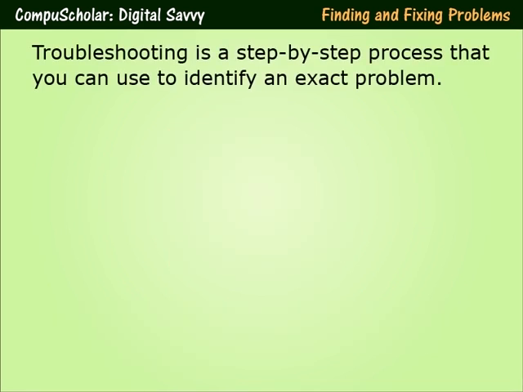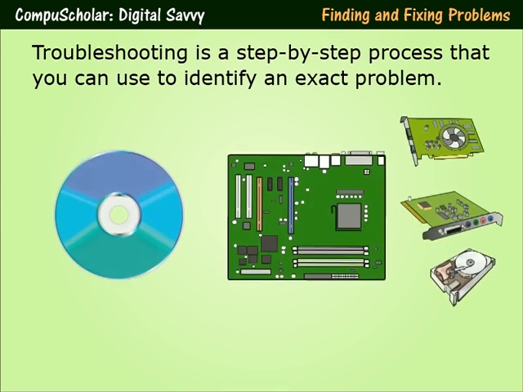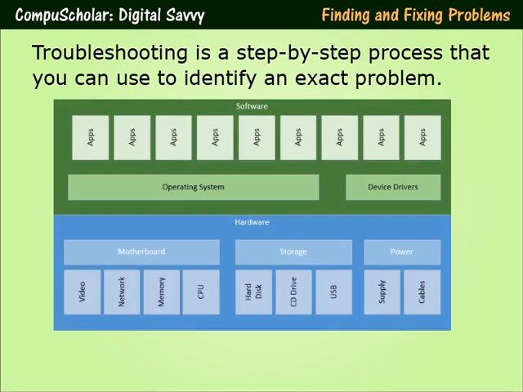Troubleshooting, unlike diagnosis, is a step-by-step process that you can use to examine possible causes and to identify the exact problem. Most troubleshooting methods start with a simple idea. Your computer is a simple collection of software and hardware components. In this diagram, the software components are shown on the top and the hardware components are on the bottom. This visual representation of a computer sometimes makes it easier to pin down a specific cause for a problem.